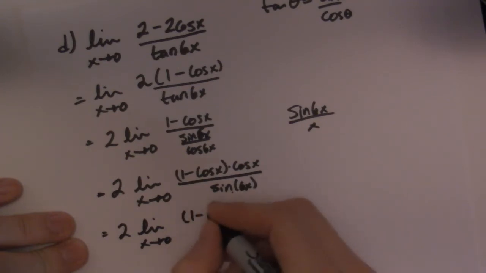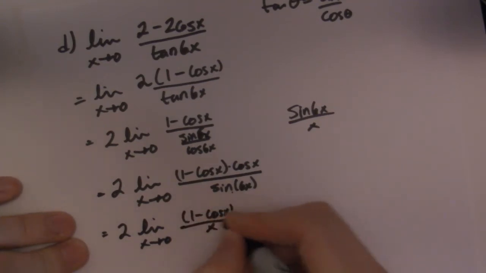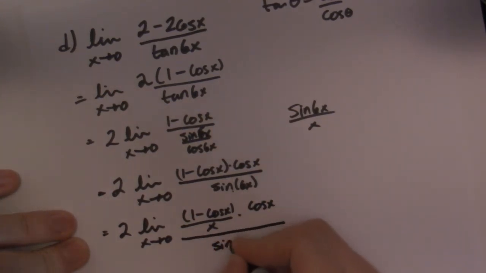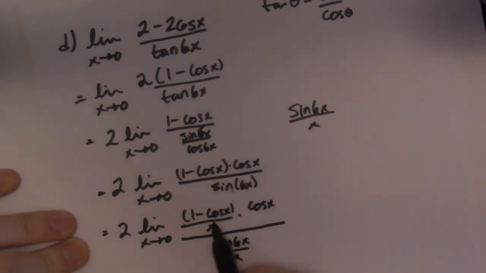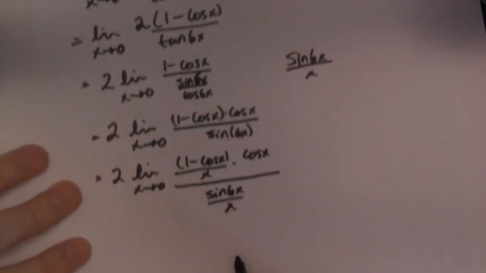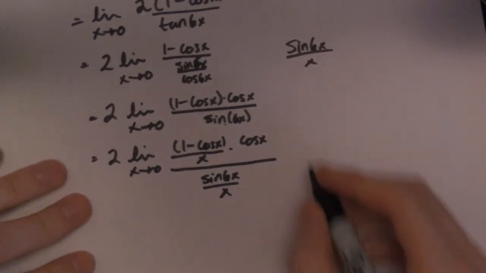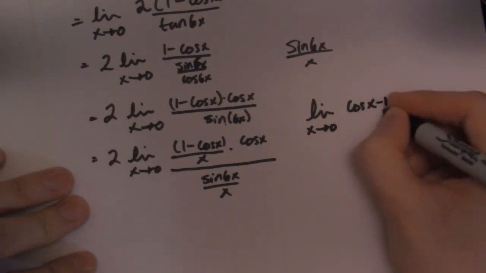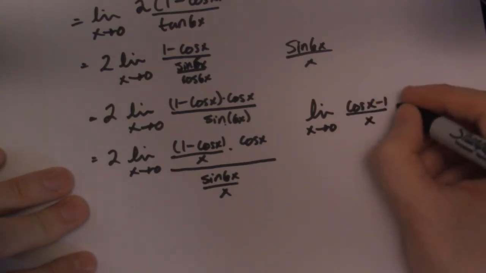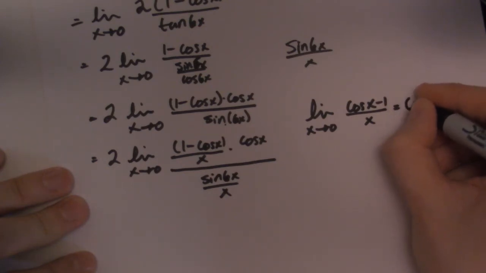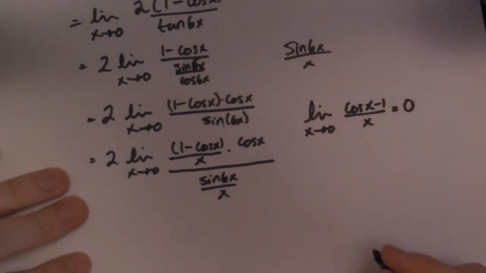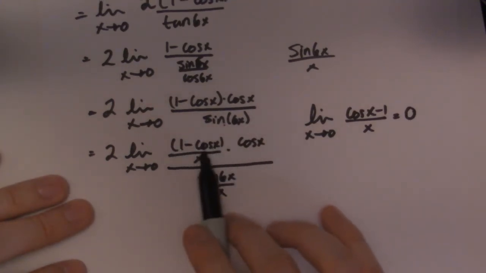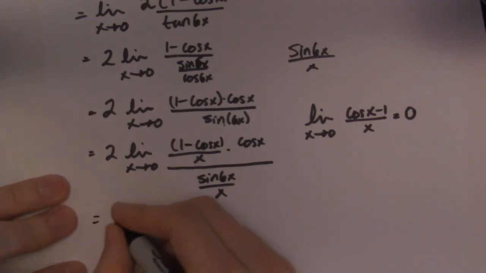And I tell you what I'm going to do. I'm going to stick that x on the top with the cos here, and then leave this cos by itself, and then on the bottom sine 6x over x. So I'm going to leave the x with this guy and the x with that guy on the bottom there. Okay. So another limit we know is the limit as x goes to 0 of cos x minus 1 over x is actually equal to 0, I do believe. So what we can go ahead and do with this one is rearrange this a little bit.